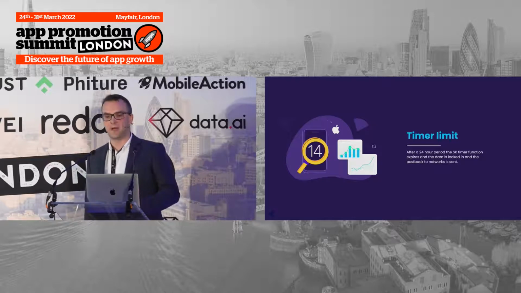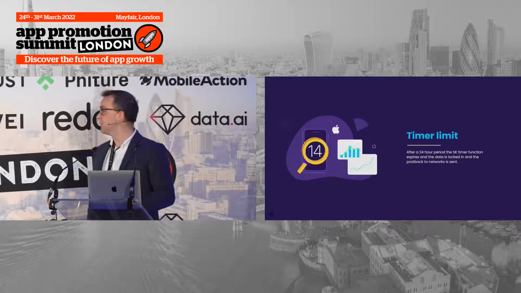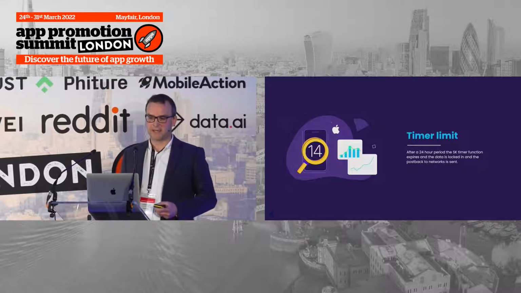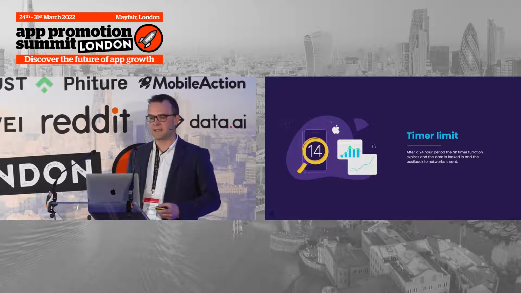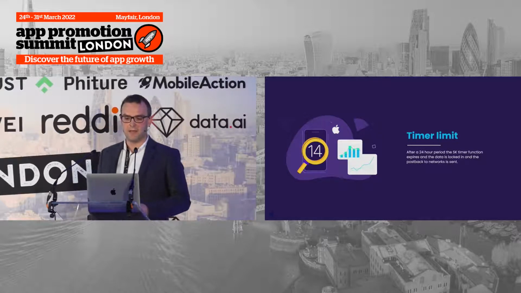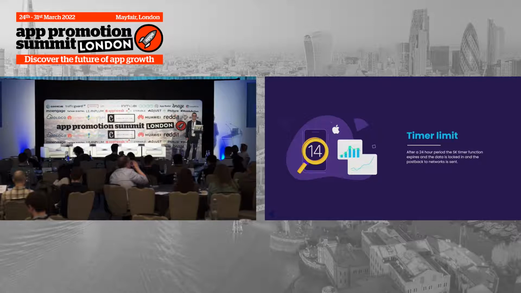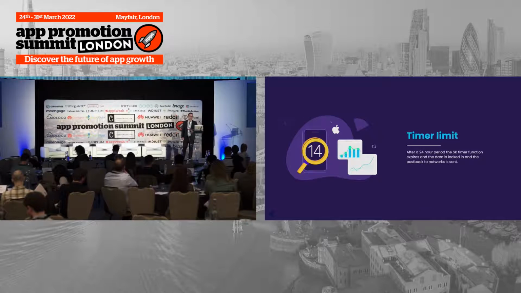The SKAdNetwork has a timer mechanism which is called for the first time, usually on the first launch. However, after that 24-hour period, the SK timer function expires, the data is locked in, and the postback to networks is sent. So the problem here for you is that you often require, in a lot of cases, more than a 24-hour period to understand post-install user activity to derive the value of your users. There are workarounds, such as timer extensions. They do exist, but they also come with their own limitations. So for you, there's really a trade-off between time and data. If you keep the timer limit to 24 hours, then you lose out on potentially valuable post-install data. Obviously, if you extend the timer, then you lose out on your ability to optimize campaigns effectively.